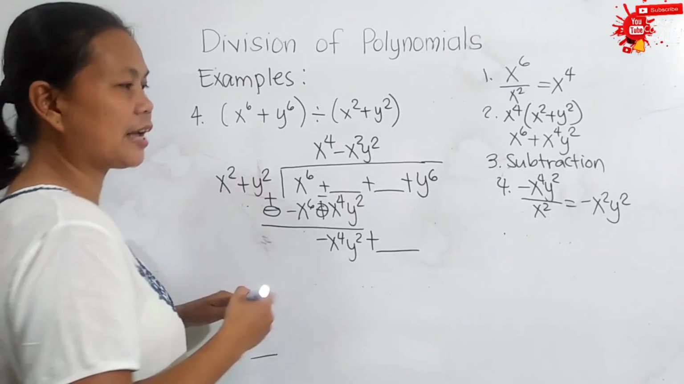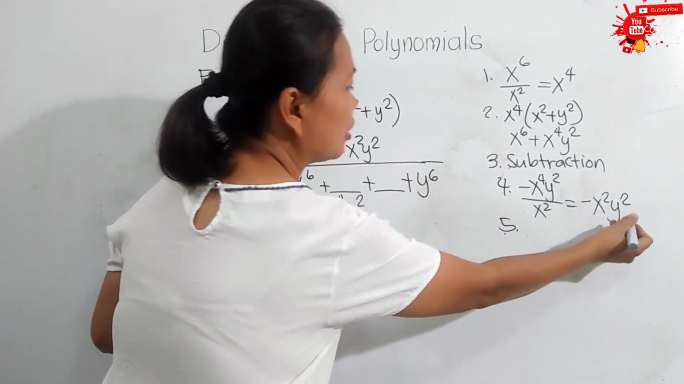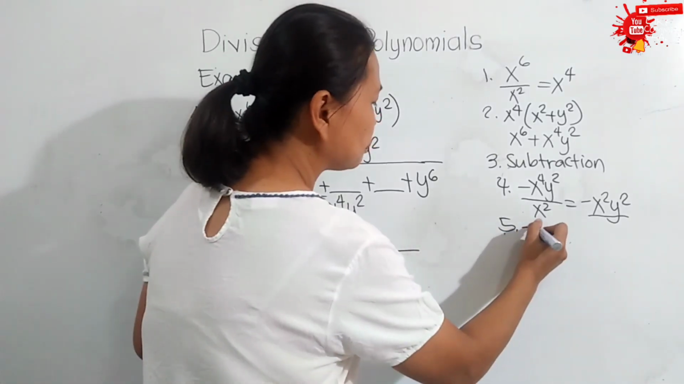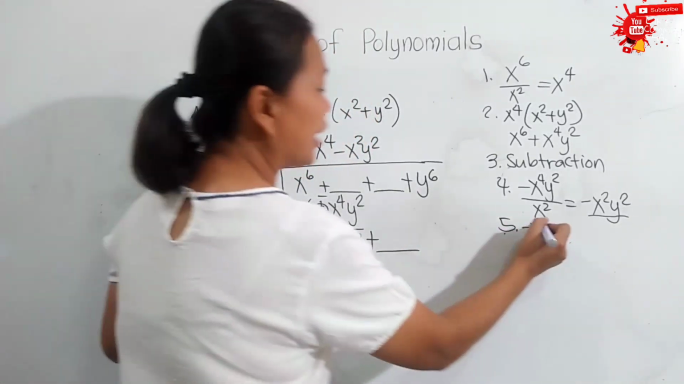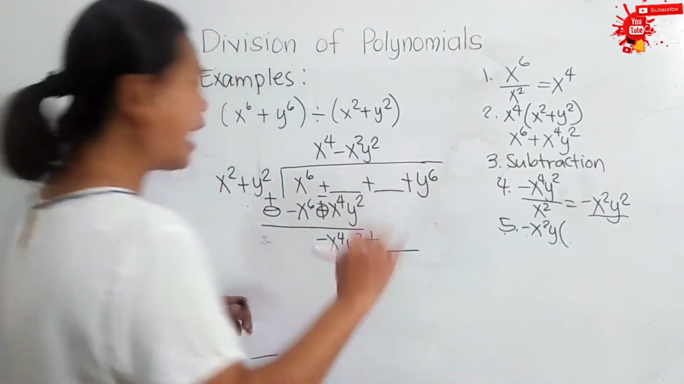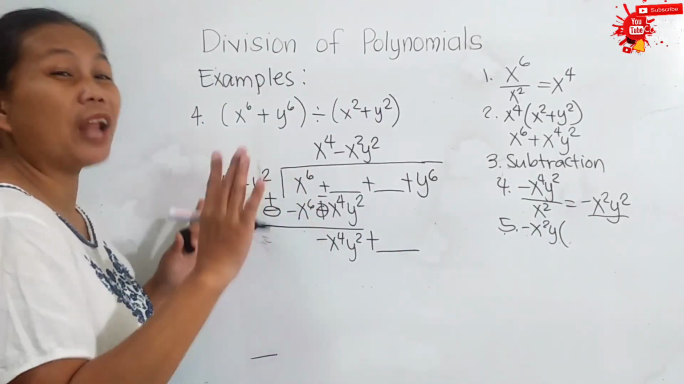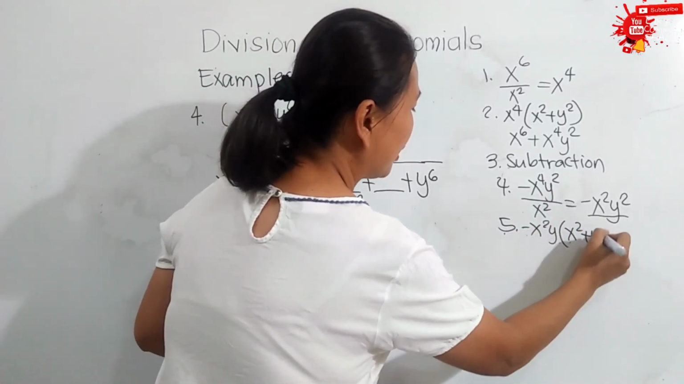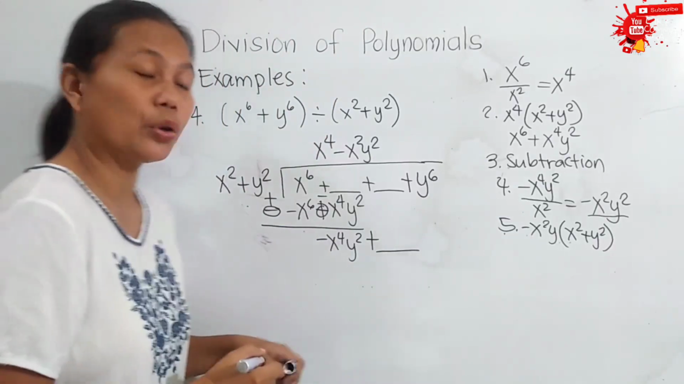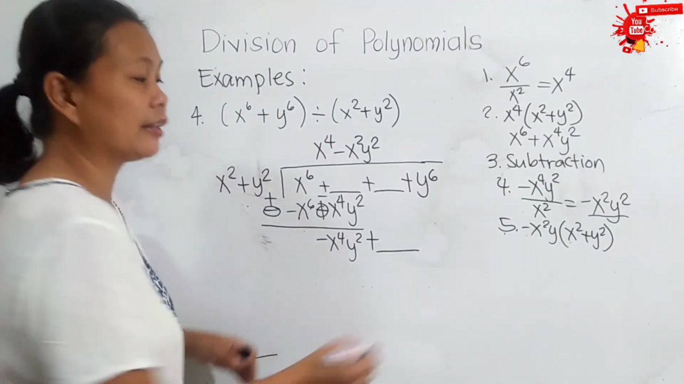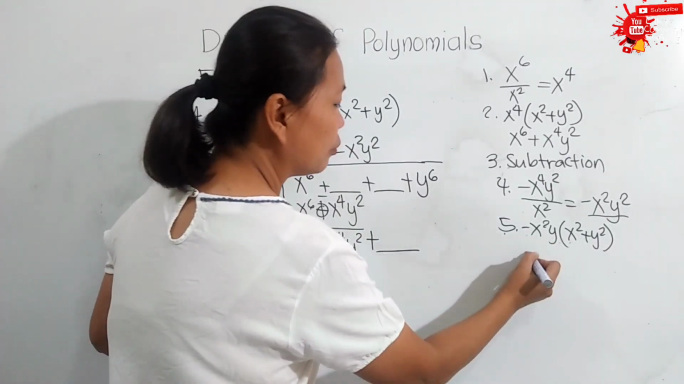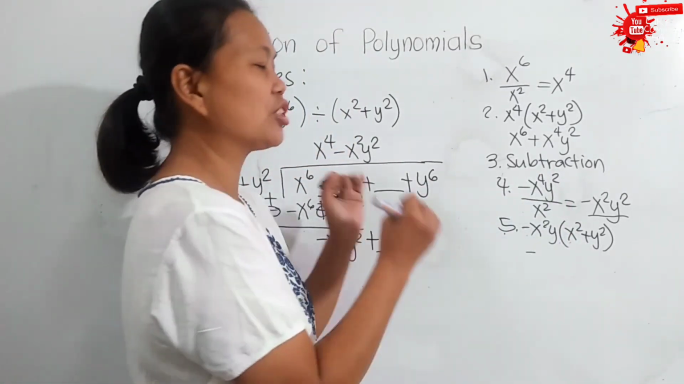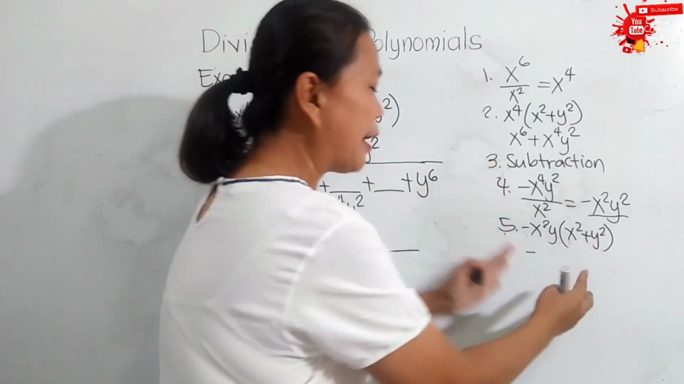So what will be the next step? Multiply the partial quotient by our divisor. So we have negative x squared y squared times x squared plus y squared. Okay? So let us multiply it. Negative times positive, we have negative. Take note, this is multiplication, so we add the exponents of the same base.